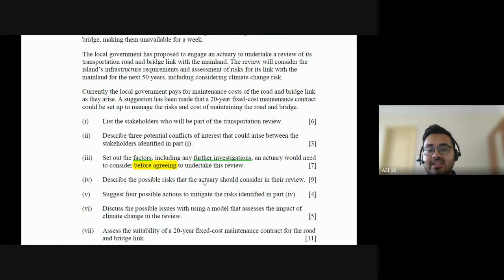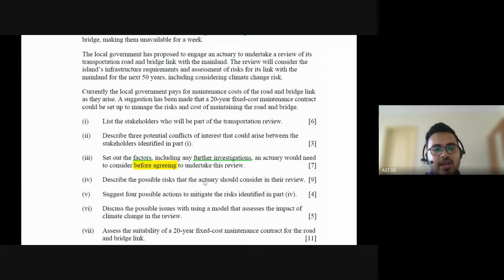So it says, set out the factors. Okay, I have to set out the factors. Set out in itself is something I have to be clear about: whether I need to write 14 bullets or a few points, you have to think through and tell me. And don't look at it exactly one-to-one with the examiner report. The examiner report will always have bullets, but that's not how you're supposed to write the answer. That is just to guide the examiner in understanding how to mark the candidates. Everything does not come in bullets, right? So be a little careful about that.